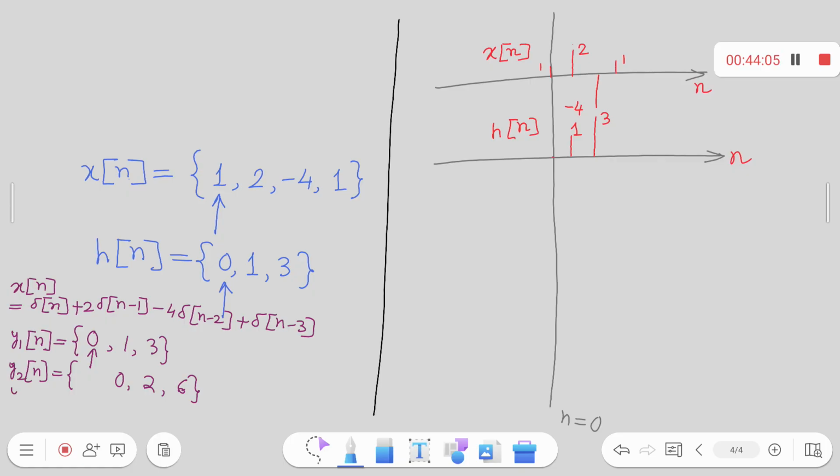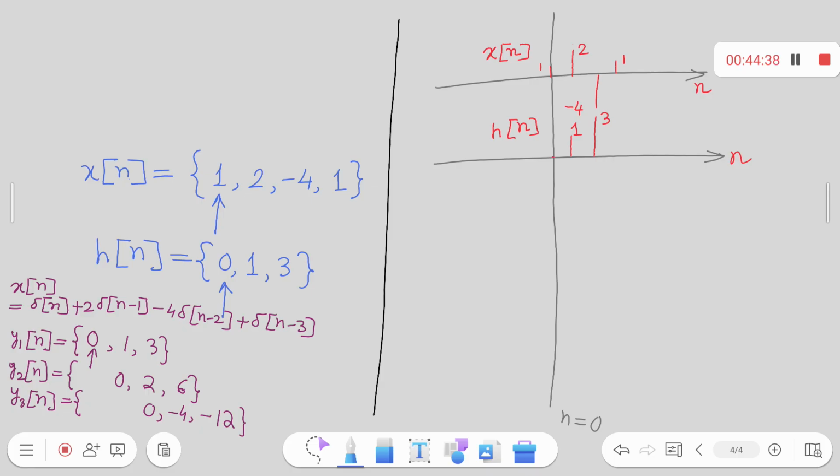What should be your y3 of n? Multiply this with minus 4. This is 0, 1, 3 and shift it by 2 units. So minus 4 means what? 0, minus 4, minus 12. Start from here. 0, minus 4, minus 12. And the final one.